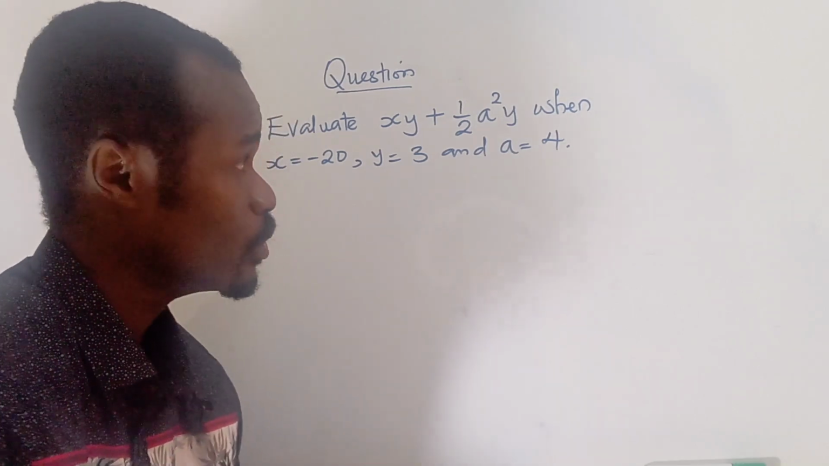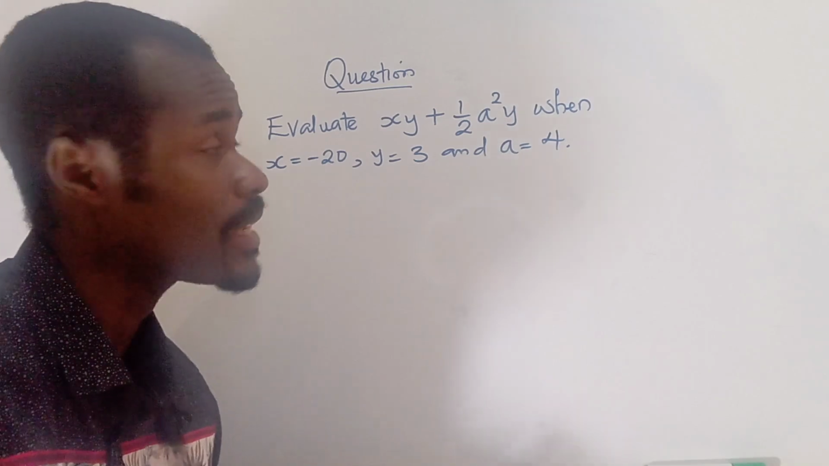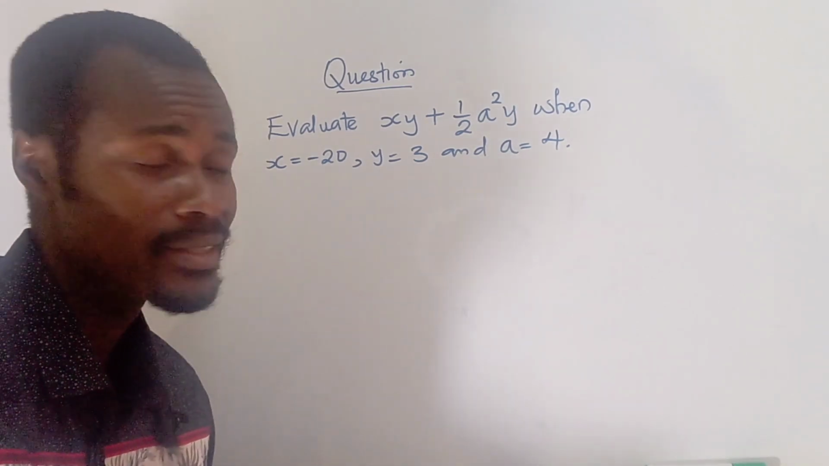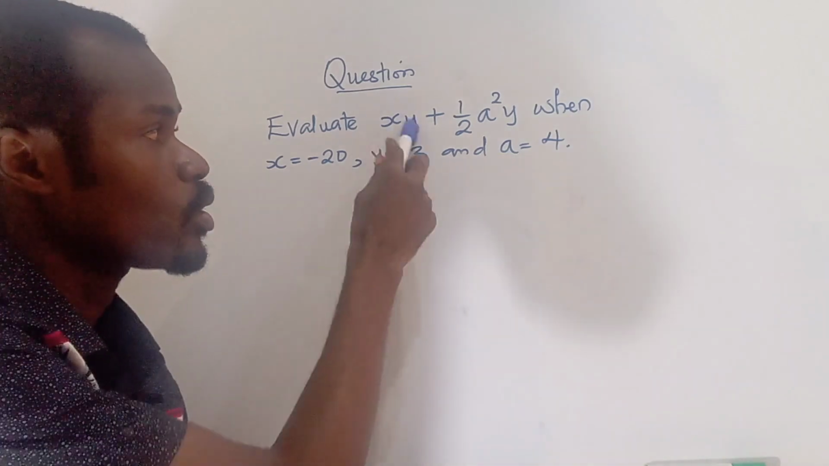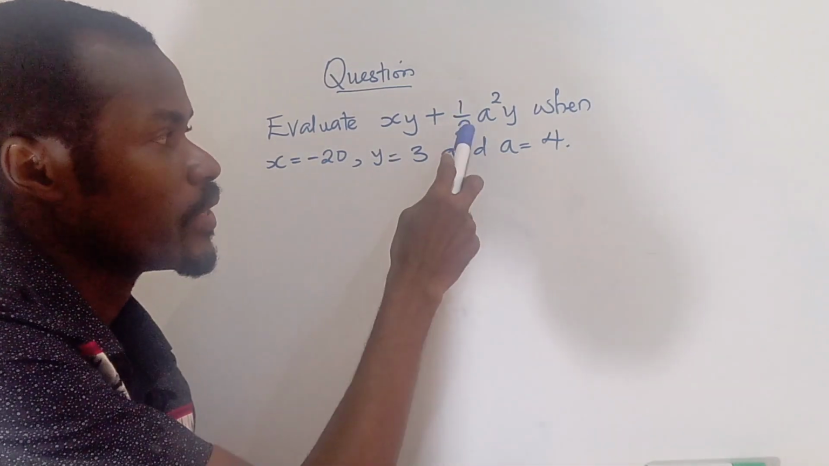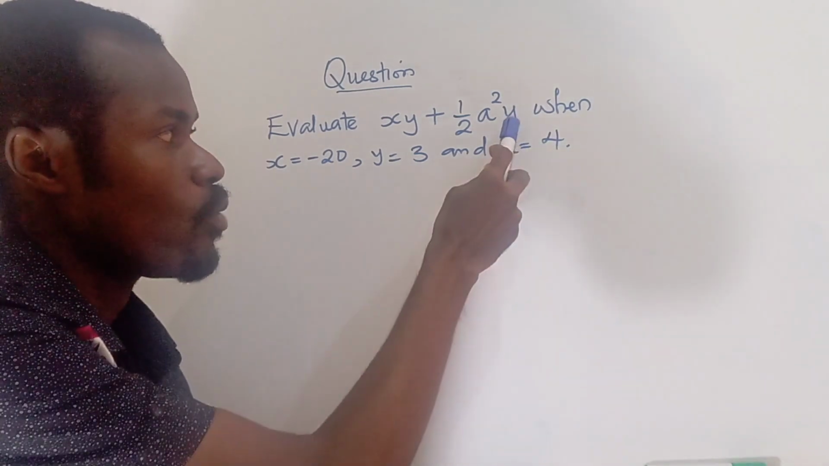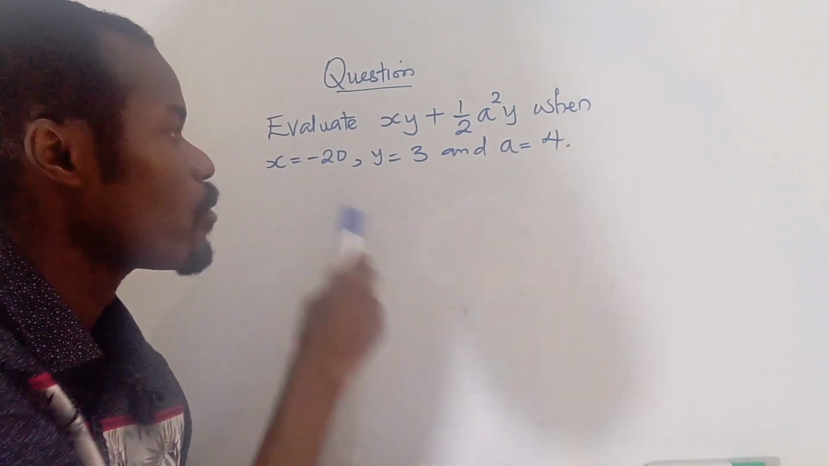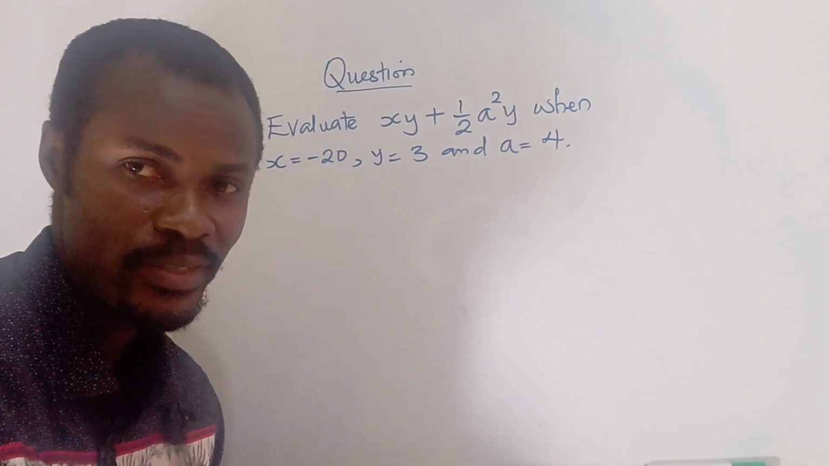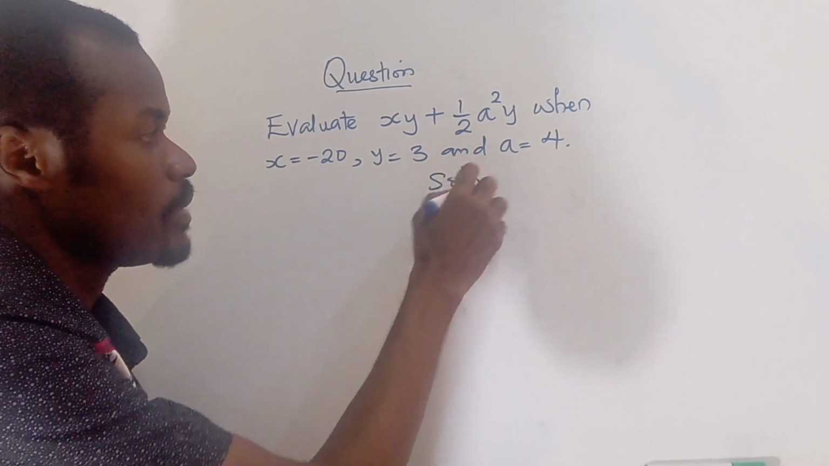Alright, so we are going to look at another exciting problem today on mathematics, and the question reads: evaluate x times y plus half times a squared times y, given that x is minus 20, y is 3, and a is 4. So how do we go about solving this problem?